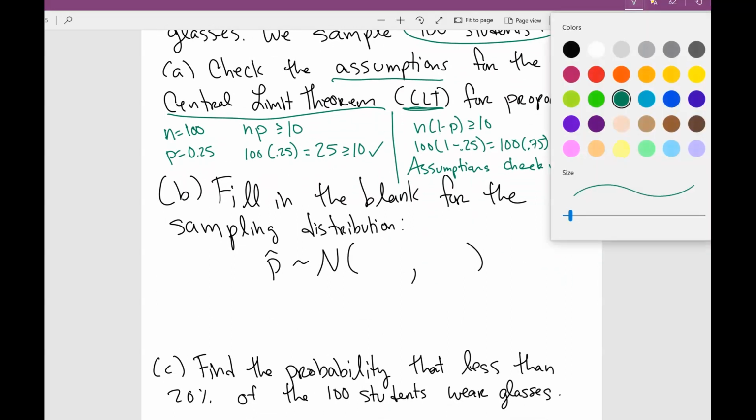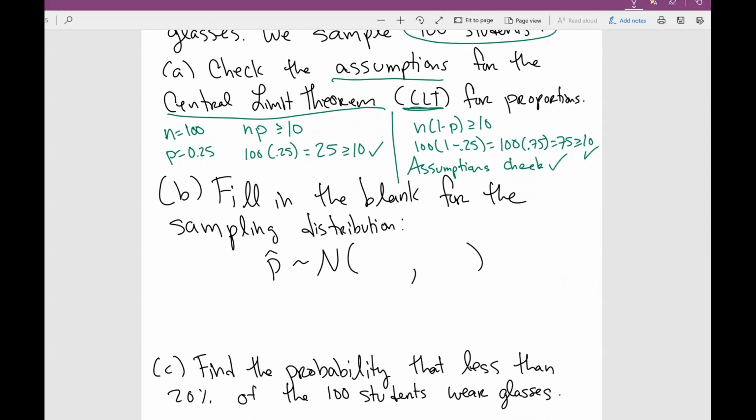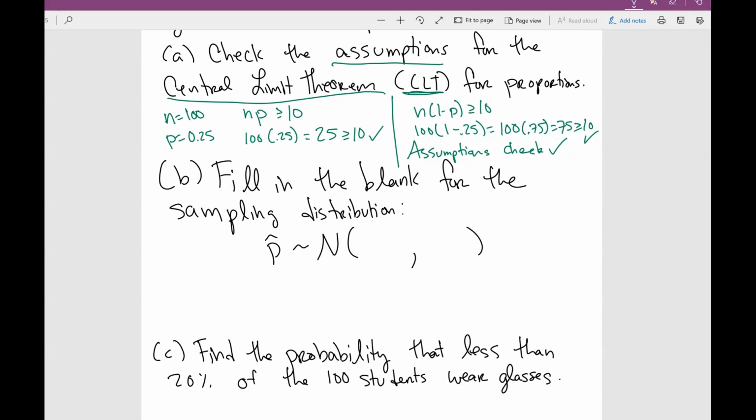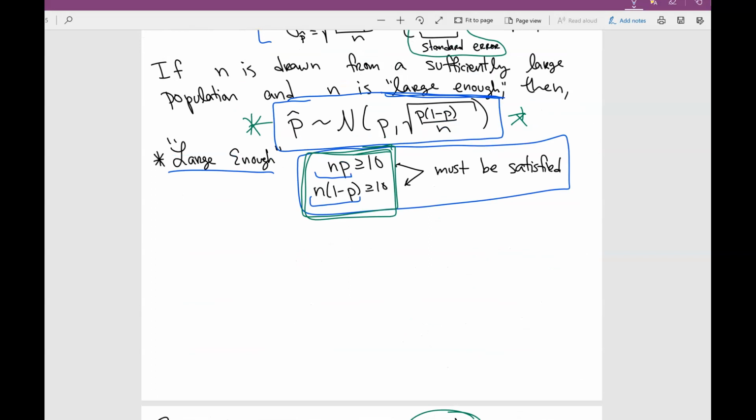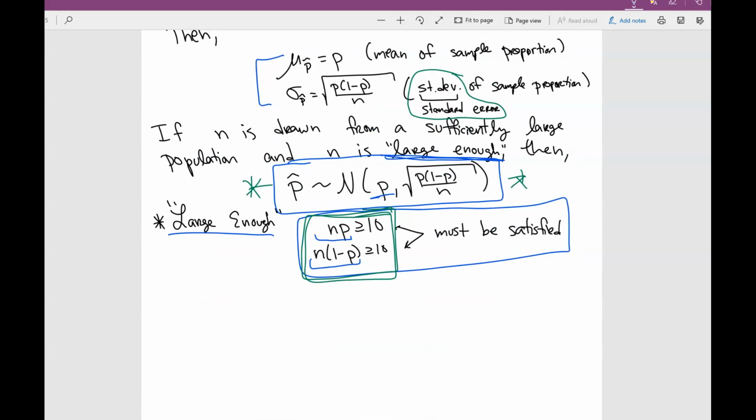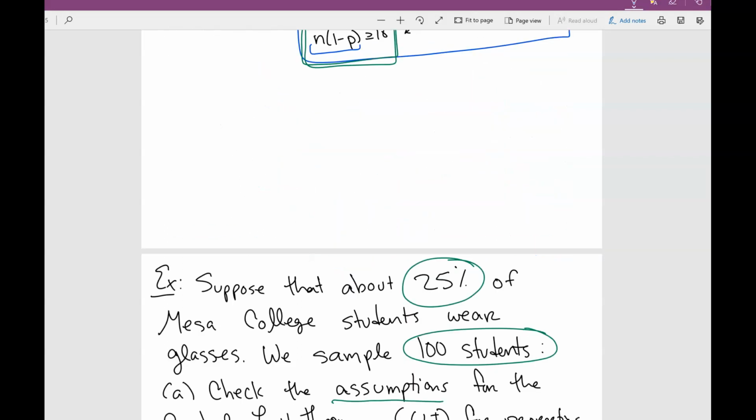Now that they check, let's go to part B. Part B says that because n equals 100 is large enough, fill in the blank for the sampling distribution. Remember that for the sampling distribution, you need to find the mean and you have to find the standard error, or the standard deviation. And if we look back, we're basically looking at this p and the square root of p(1 minus p) over n. So let's figure out what those are.